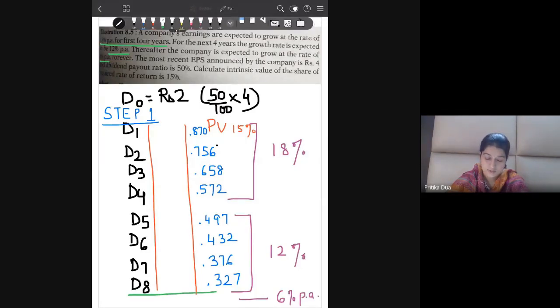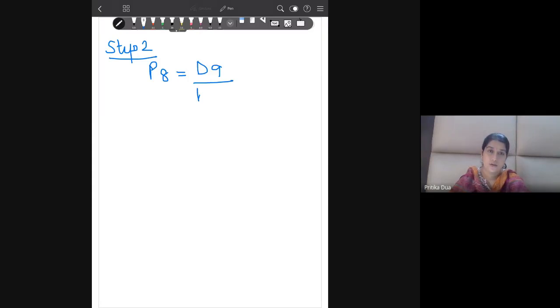I'll move to the next page. So step 2, you are calculating the value of P8, and in the formula this will be D9 by KE minus G. The value of the share at the end of 8th year will be the expected dividend at the end of 9th year divided by KE minus G. Now growth rate here is 6%. So please grow your dividend. On the dividend value that came at the end of 8th year, you will apply 6% growth.